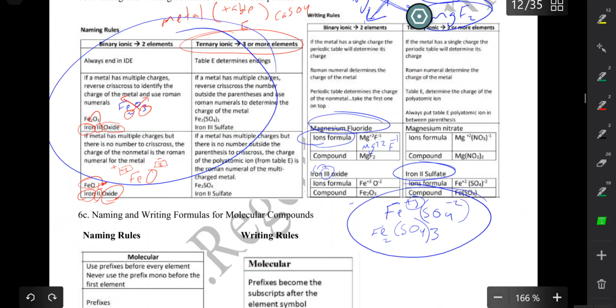Okay? Remember, never change the endings for ternary compounds when it comes to naming. You only change the endings for binary. Make sure it ends in IDE.